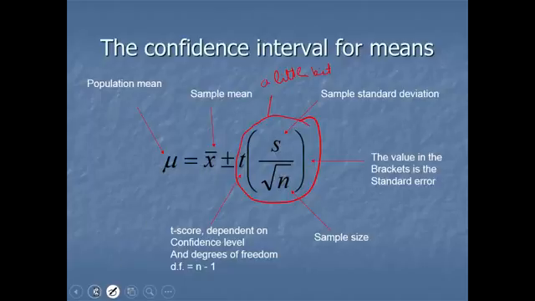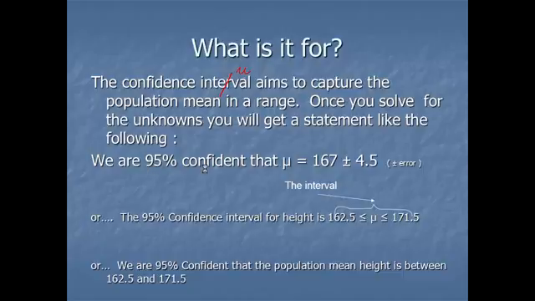What is it for? It aims to capture the population mean, mu, in a range. Once you solve for the unknowns, meaning t, s, square root of n, you have X bar already, you will get a statement like the following. We're 95% confident that mu equals 167 centimeters. Remember, this is where we're measuring height, plus or minus a little bit, or plus or minus error. This is a little extra, how much we're off from the true mean. Or the 95% confidence interval for height is between these two values. So I've added a little bit on top to get 171.5. I've subtracted a little bit from 167 to get 162.5. So I'm 95% confident that the mean is somewhere in this range.